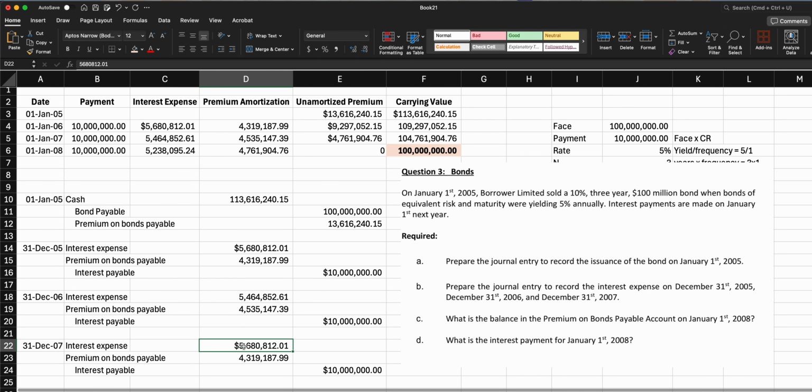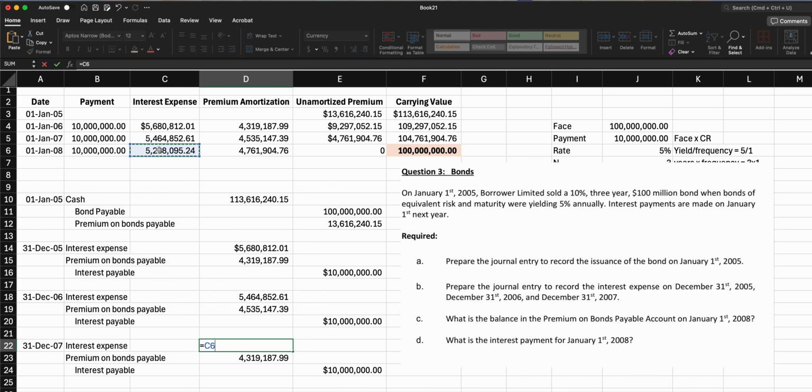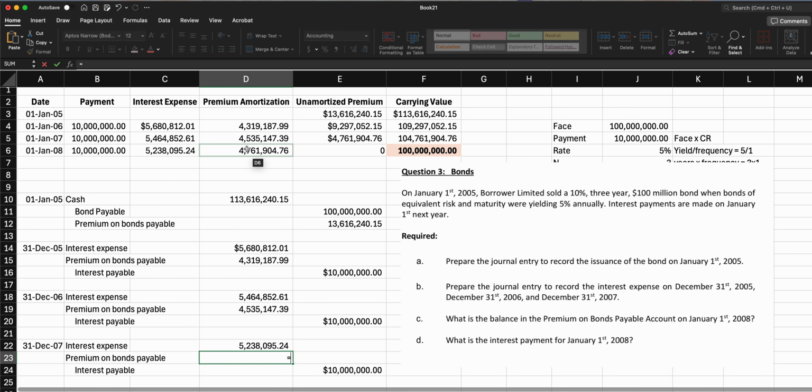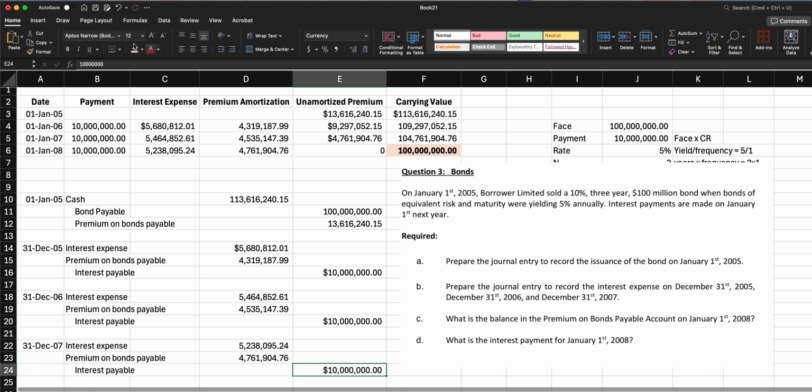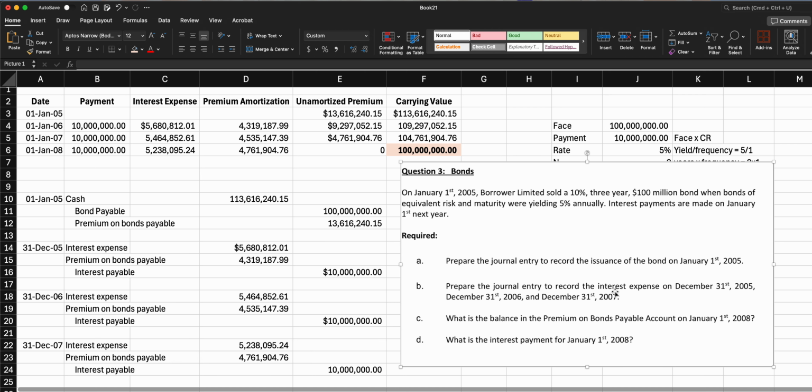Okay, so same thing. Look, I'm going to take this number, interest expense from right there. Repayment right there. 10 million. Of course, it's just this plus this. Cool. So here are the journal entries to record the interest expenses on these dates.